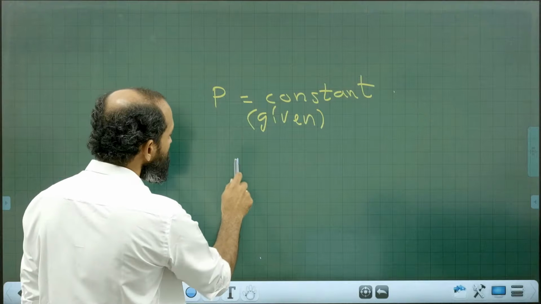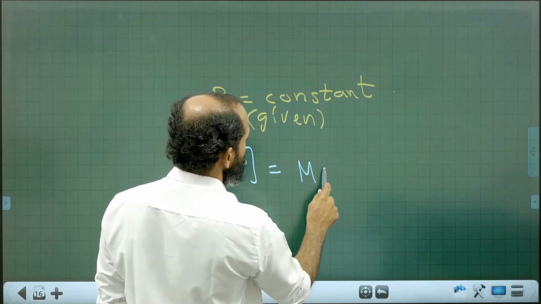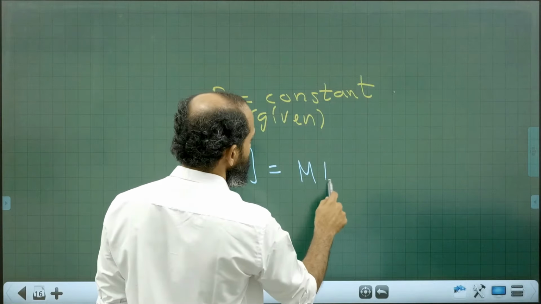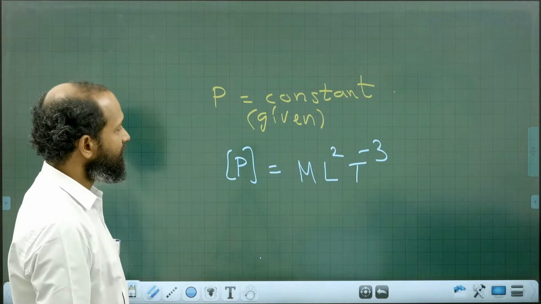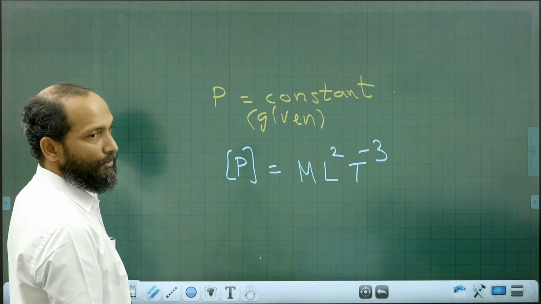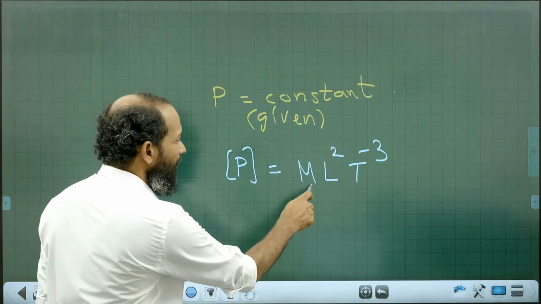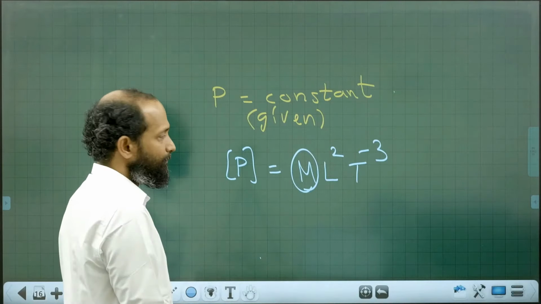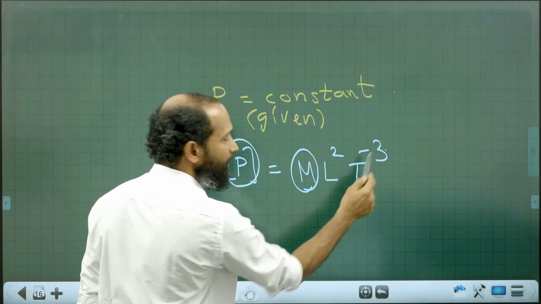So what's the dimension of power? Power is energy by time, so M L squared T raised to minus 3. Power is a constant, it is given. A body is moving with constant power. The mass of that body is a constant, and power is also constant. So L squared T raised to minus 3 is a constant.